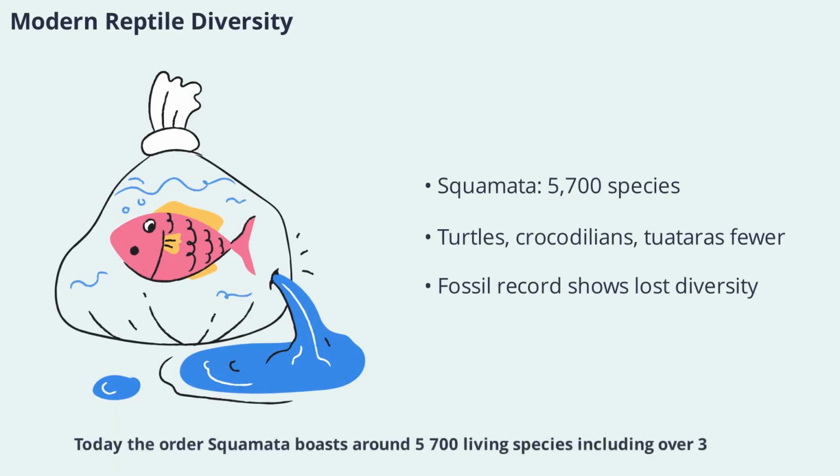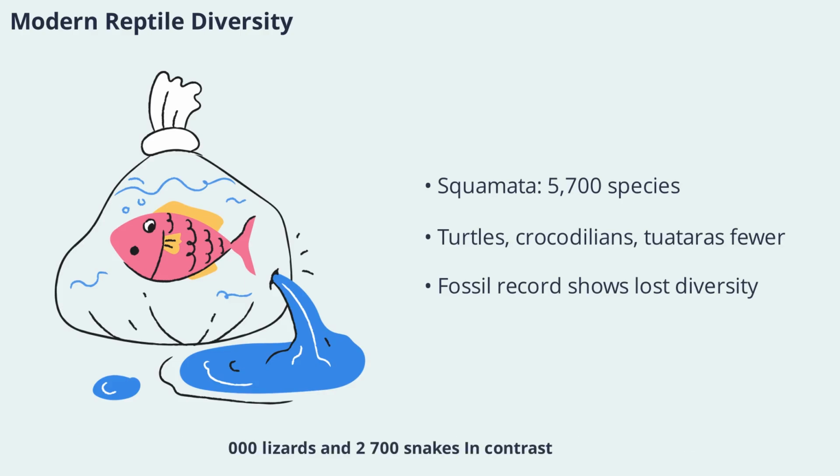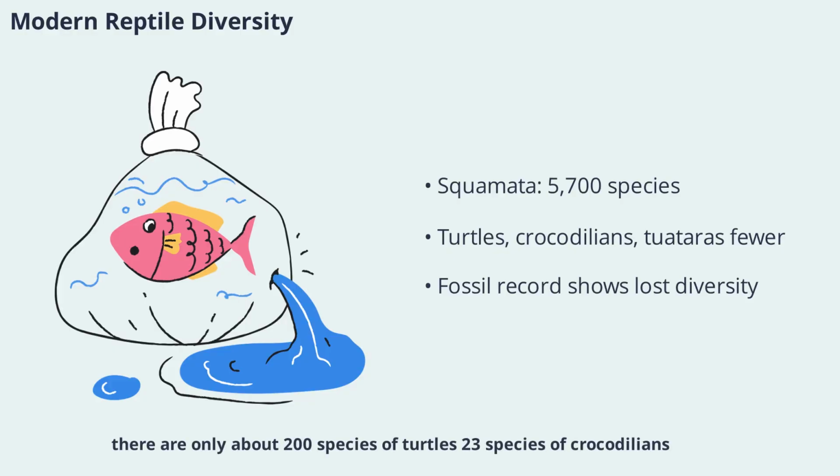Today, the order Squamata boasts around 5,700 living species, including over 3,000 lizards and 2,700 snakes. In contrast, there are only about 200 species of turtles, 23 species of crocodilians, and just 2 species of tuatara. This disparity highlights the success of squamates and the vulnerability of other reptile groups. Fossil evidence reveals a once greater diversity, now diminished by extinction events and human impact.